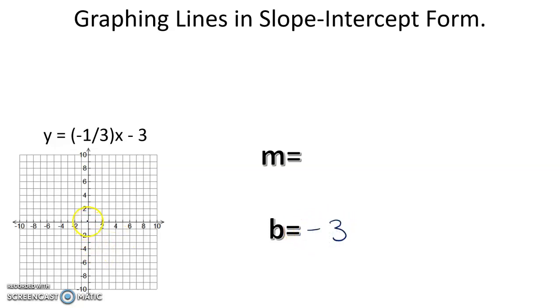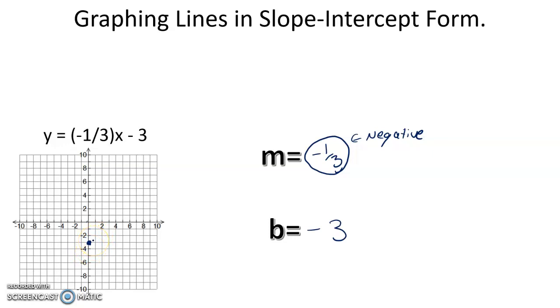Let's just go ahead and plot that. Again, on the y-axis here, it's going to be down here at -3. The slope is going to be -1/3. Now it's going to be a negative slope, so we have to be careful with this.